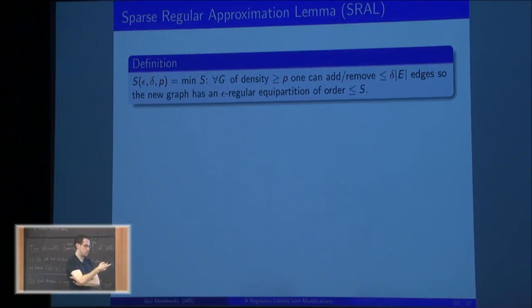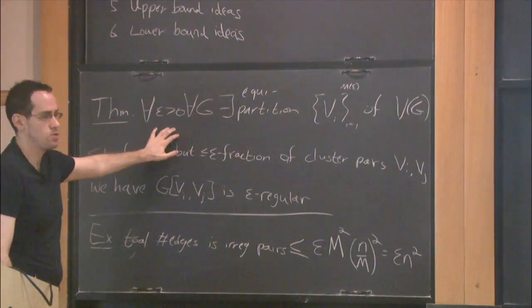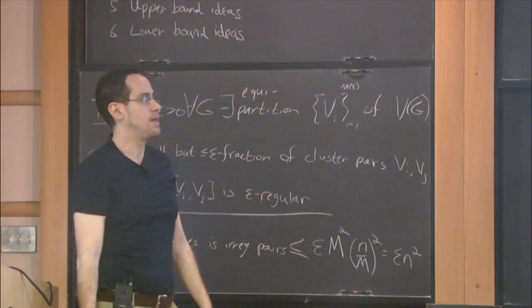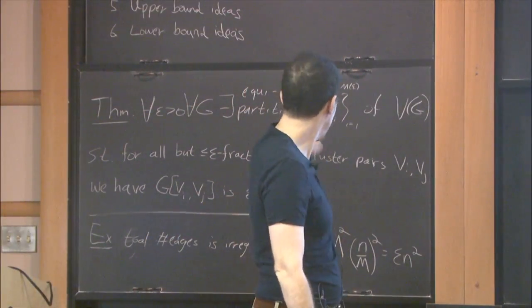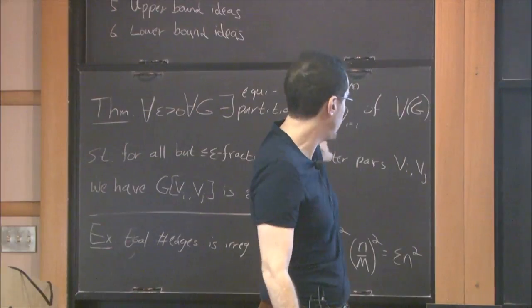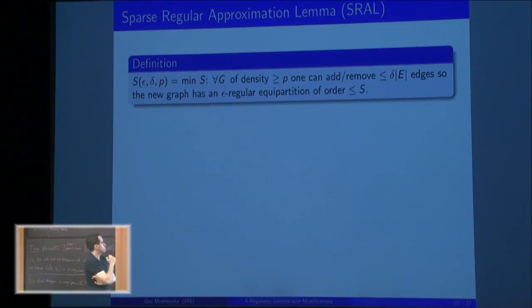So the question is as follows: what if I take this statement and now add here that we are allowed to modify delta fraction of the edges of the graph? Add or remove delta fraction of the edges of the graph, do we get, and we require the same. So for this talk, we're going to define this function with three parameters, epsilon, delta, p.